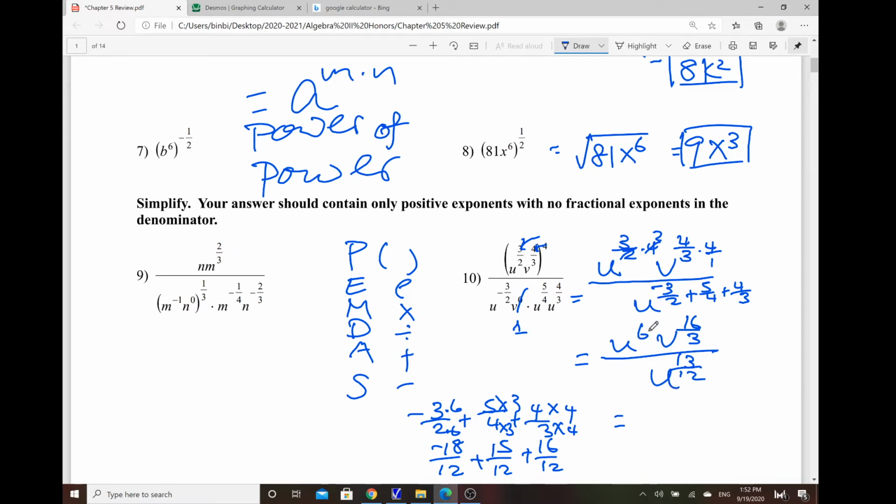This one can use the quotient property. It's a quotient, so that means we need to subtract the exponent. So it's u to the power of, well, 6 is considered 72 over 12, minus 13 over 12. And then v to the power of 16 over 3, nothing we can do, just leave it. So that eventually is going to be u to the power of 59 over 12, times v to the power of 16 over 3.